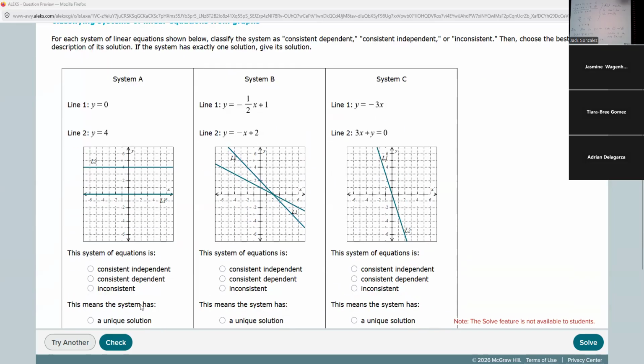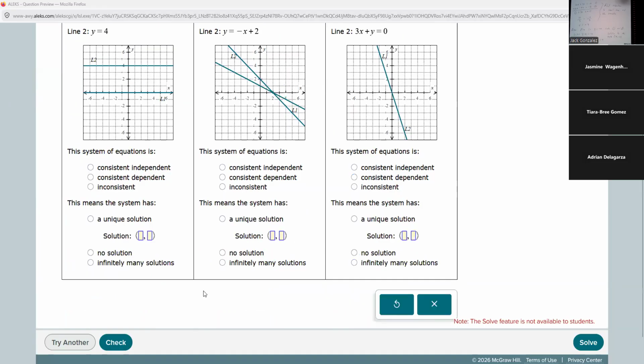System B is the unique solution case because you see the single point here, right, of intersection. So this is a consistent independent system right here. If they're on top of each other, then they're considered dependent on each other. So consistent dependent system. And then we said if they're on top of each other, there's infinite. If there's one intersection point, unique. If they never intersect, well, no solution.